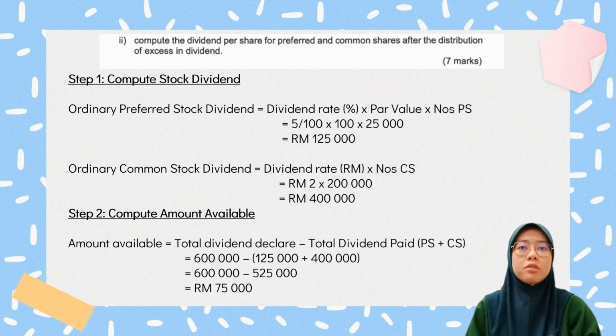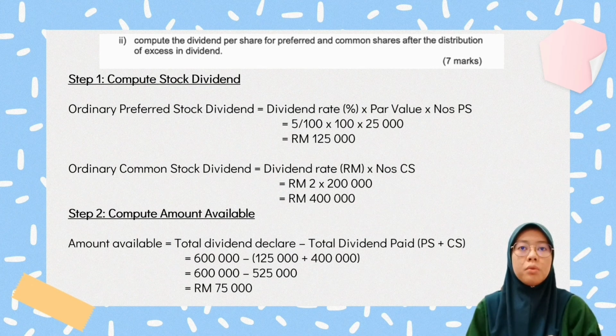For ordinary common stock dividend, we will use the second formula, which is dividend in RM multiplied by number of stocks for common stock. This is because the dividend for common stock is already given in the question, so there is no need to multiply by 100 anymore. So, RM2 multiplied by 200,000 equals 400,000 ringgit.